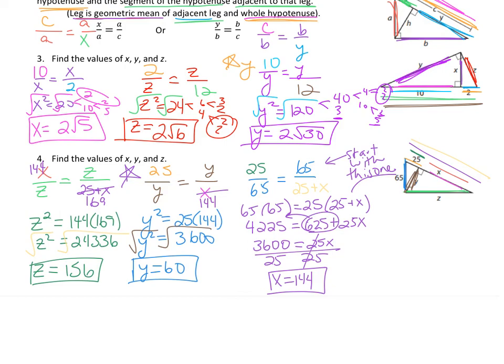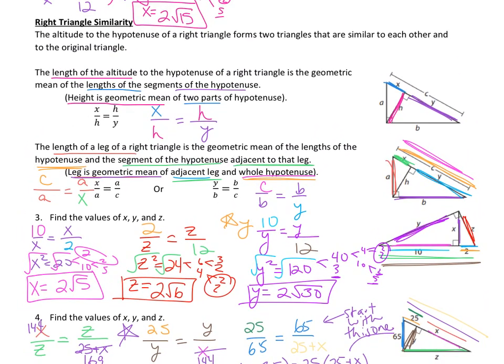So remember, when you are setting up these ratios, always come back to these right here. Your height, or the altitude, is the geometric mean of the 2 pieces of your hypotenuse. And then your leg is the geometric mean of the closest edge and the whole hypotenuse. So just remember those general words right there, and that will help you set up any of your different ratios.